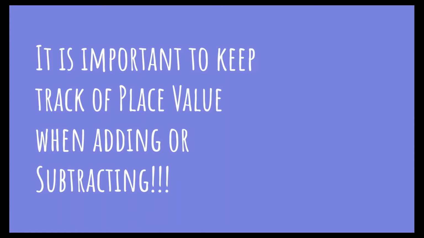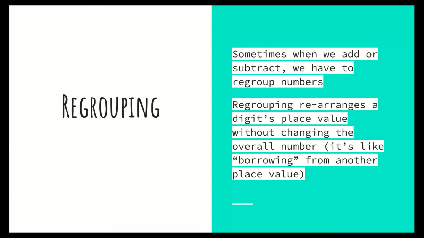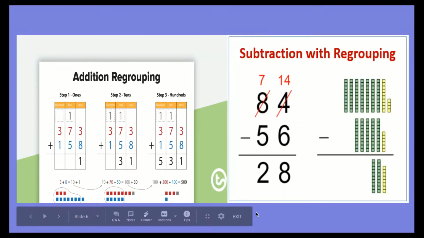So it is super important to keep track of place value when you are adding or subtracting. So whether you solve it vertically or horizontally, you need to make sure that you are aware of what the place value is and you are keeping track of it. The reason why is because this is what regrouping is all about. So sometimes when we add or subtract, we have to regroup numbers. All that regrouping is, it's rearranging a digit's place value without changing the overall number itself. Okay, you might have heard it as borrowing from another place value. So when you regroup, you are rewriting the problem such that you are breaking down the place value and effectively borrowing.